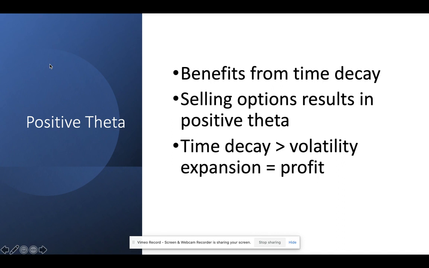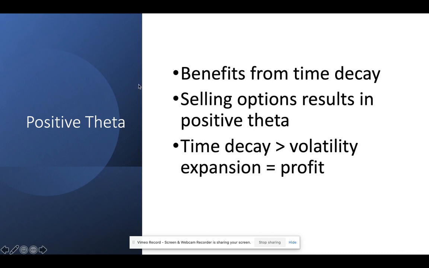And this has everything to do with the fact that options have an expiration date, okay? They expire, unlike stock, which does not expire, okay? You can hold stock for 100 years and there's no theta decay. So let's go back to positive theta. If you're a net seller of options, that means your theta sign would be positive and you're going to benefit from that time decay.